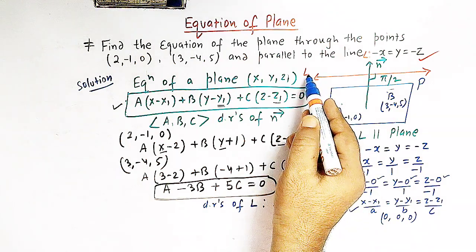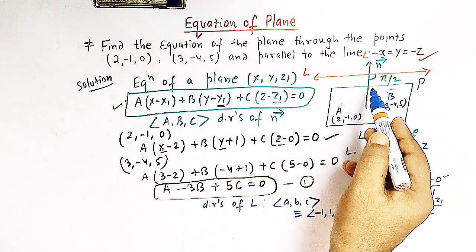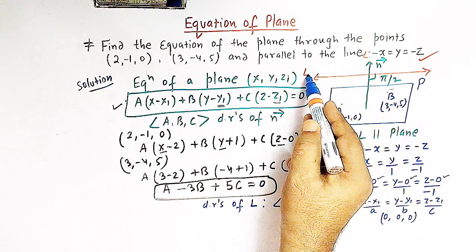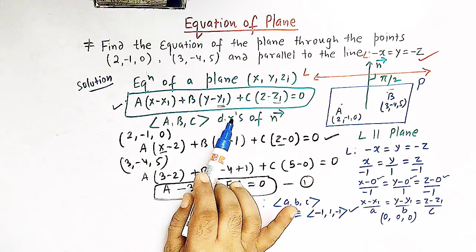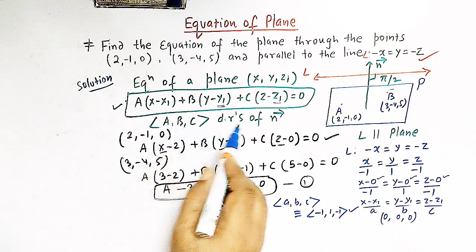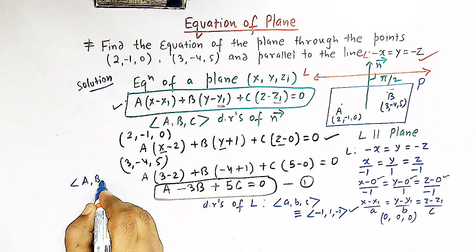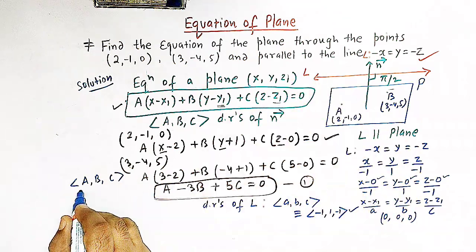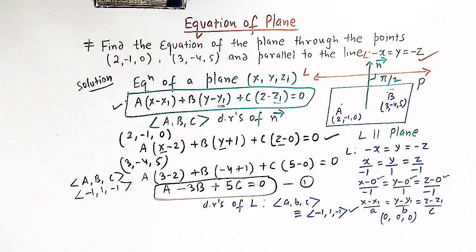So now this line L is parallel to the plane P, right? So the normal vector, that is n vector, is perpendicular to this line L. So the sum of the product of the direction ratios must be equal to zero. The direction ratios of the normal vector are A, B and C, and the direction ratios of the line are given by minus 1, 1 and minus 1, right?